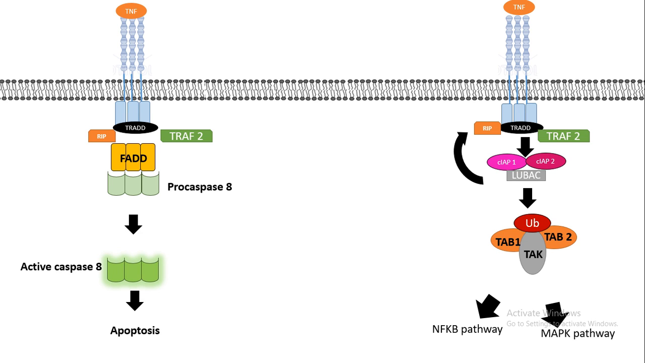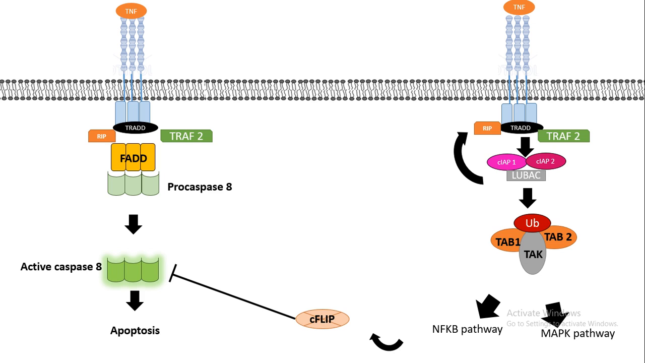Once TAK is activated, TAK phosphorylates several target proteins in the MAP kinase signaling pathway, such as RAF, MEK, etc. And also, TAK phosphorylates IKK beta in the NF kappa B signaling pathway, releasing NF kappa B such that NF kappa B can migrate to the nucleus. So once the NF kappa B pathway is activated, one of the most important downstream molecules is known as c-FLIP. Now c-FLIP is an inhibitor of caspase 8.